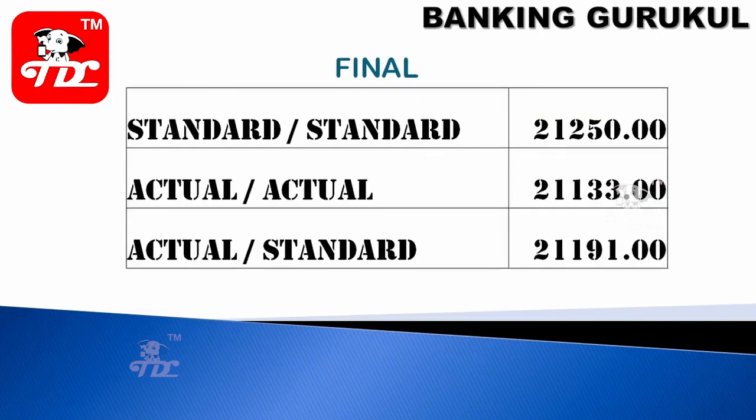Now you see the final difference. For the same amount, same rate of interest, if you calculate by standard by standard, you get one interest; actual by actual, a different interest; and actual by standard, a different interest.